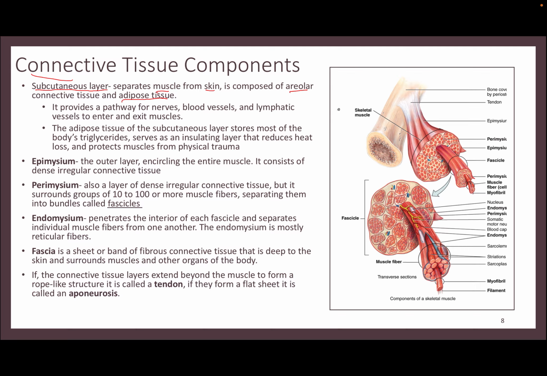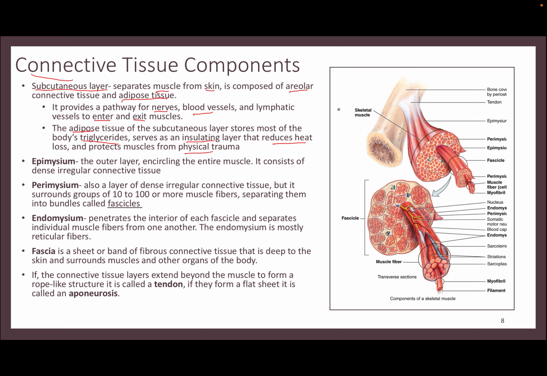This is a fantastic passageway for things like nerves and the various vessels that you have, lymphatic and blood vessels, etc., that are going to be associated with the muscle, providing their entry and exit point for those muscles. Now, the adipose tissue in our subcutaneous layer is also fantastic for the storage of triglycerides, our body's long-term fat and energy storage. It also serves as an insulating layer that helps reduce heat loss, and it provides a nice bit of cushion, protecting the muscle from any sort of physical trauma.